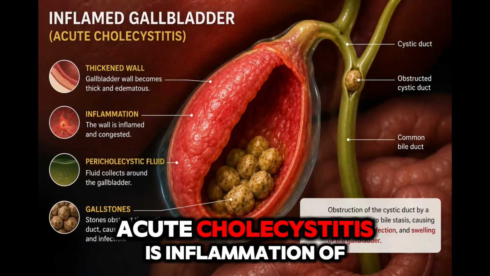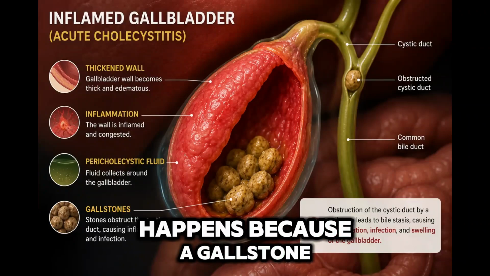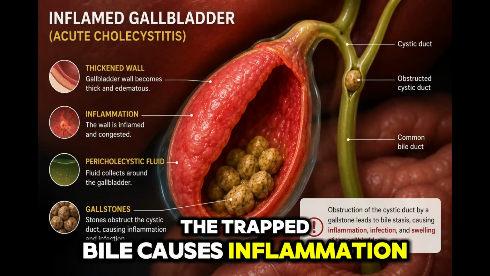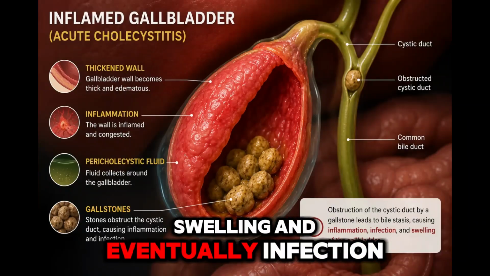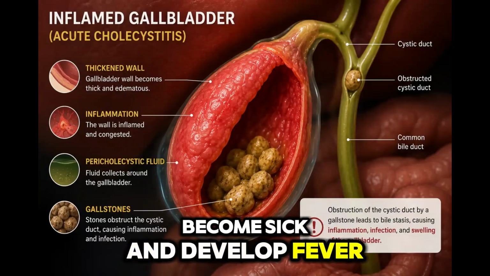Acute cholecystitis is inflammation of the gallbladder. In most cases, it happens because a gallstone blocks the cystic duct. The trapped bile causes inflammation, swelling, and eventually infection. This is why patients become sick and develop fever.